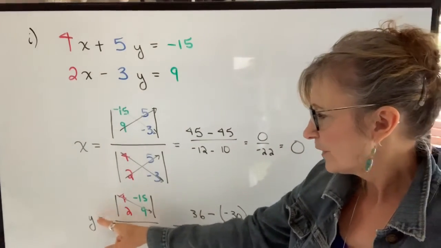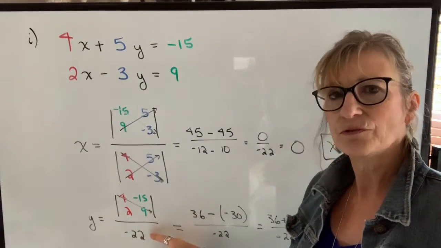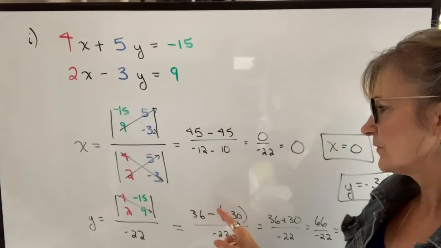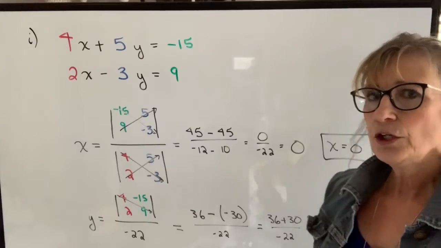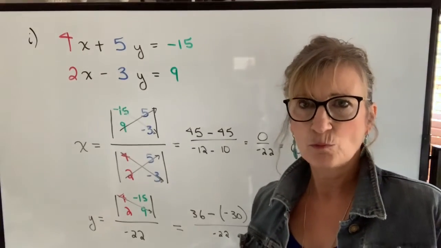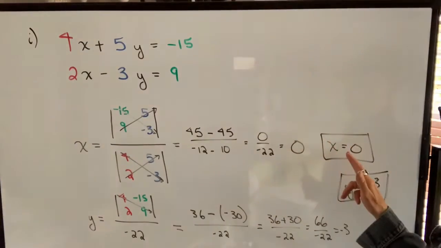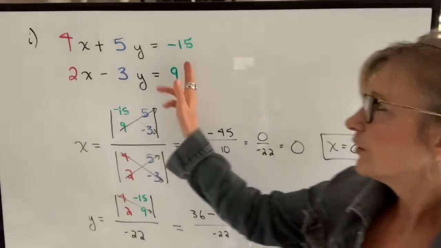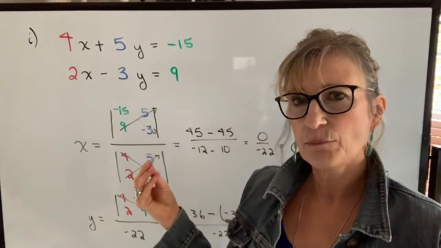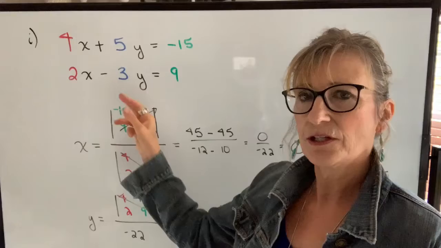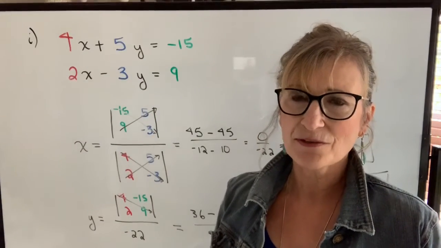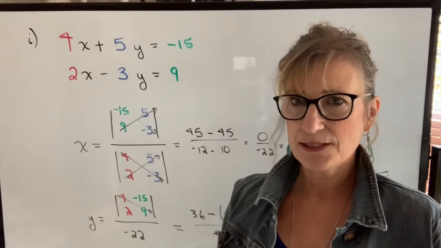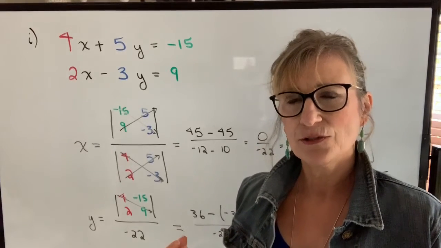For your other variable, it's the same denominator. You don't have to evaluate that again, but you do have to do the numerator. You could combine algebraic methods with determinants. Once I obtained the value of 0 for x, I could have then gone and put that value into either equation to find y. So you can combine determinants with algebraic methods as well. But I'm just going to stick to the determinant method in doing these solutions.